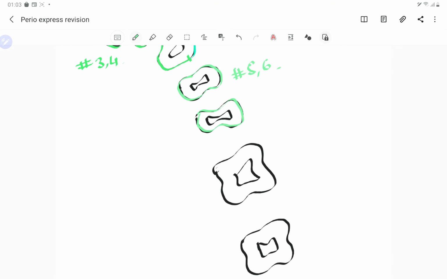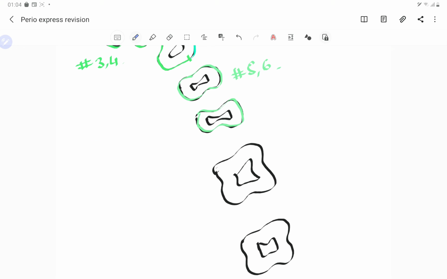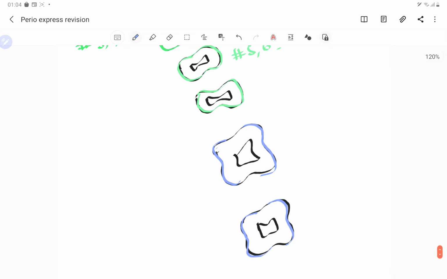Now if you remember, 7, 8, 9, 10 are for the posterior teeth, facial and lingual region. So 7, 8 and 9, 10, right? But only the facial and lingual. So 7, 8, 9 and 10.